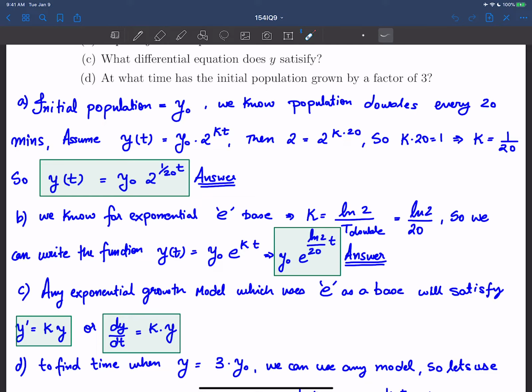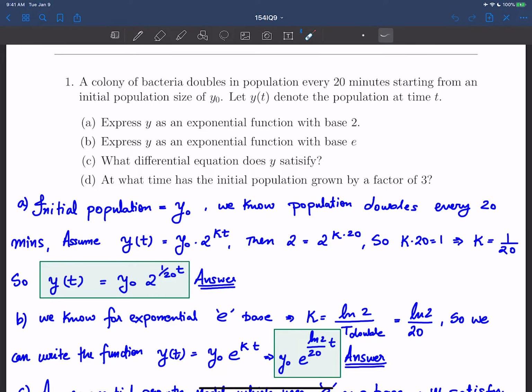So now when we have the k for our equation, in our model with the exponential e base, we can replace the k value with that to get to our final result. When you plug in that k, ln 2 over t double, your final expression is going to be y0 times e to the power of ln 2 divided by 20 times t. And that pretty much sums up the very first and the second part of the problem.